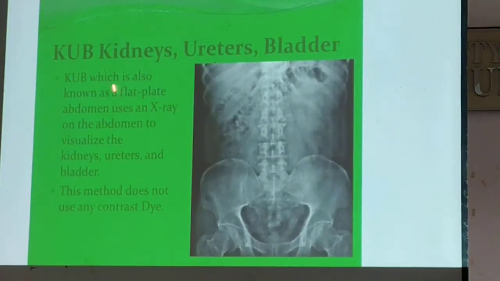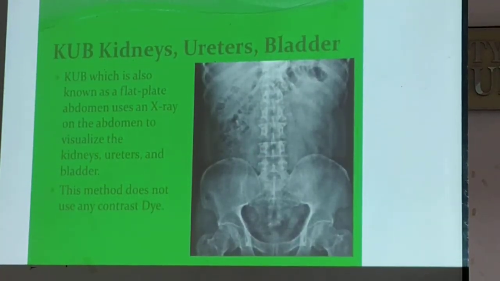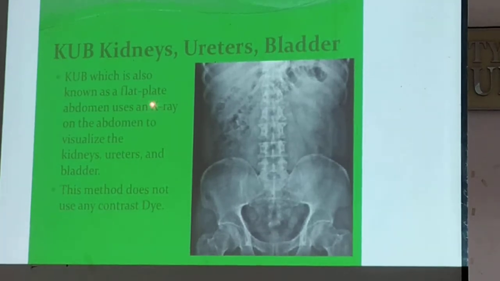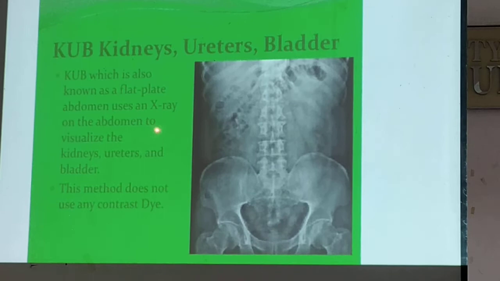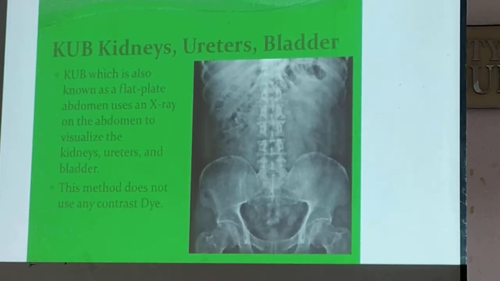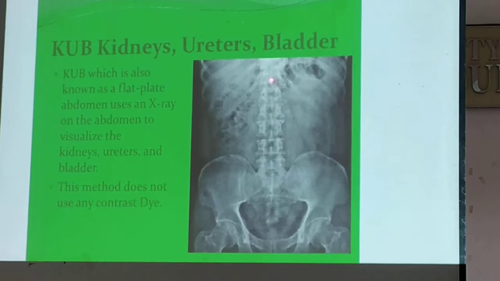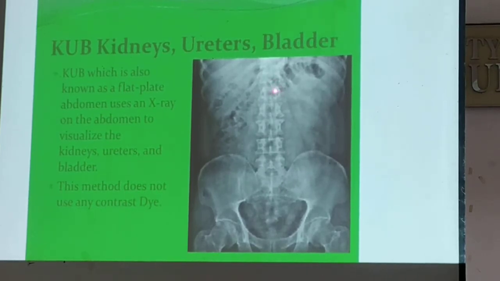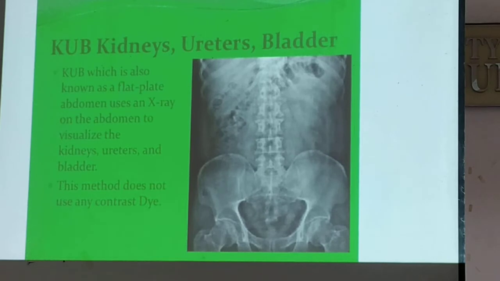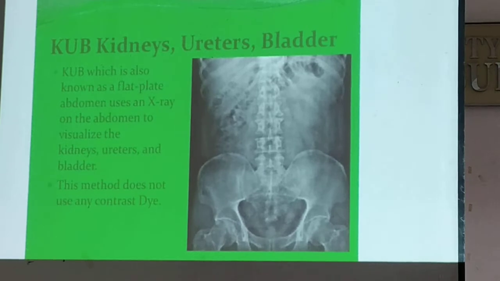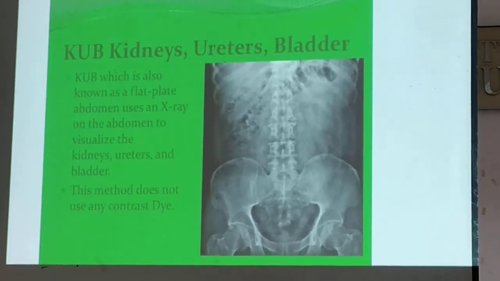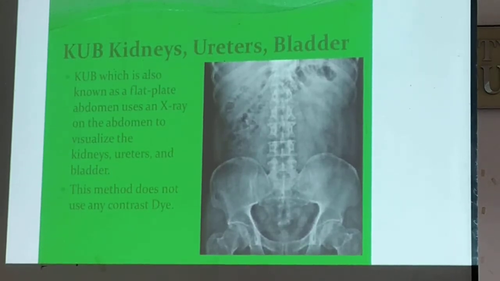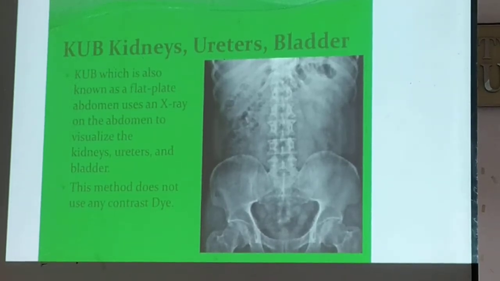So, this is the KUB film. A flat plate of the abdomen is another examination wherein you should visualize both diaphragms. So, KUB and flat plate could not be interchanged. But KUB and flat plate could both be named as abdominal X-ray examination.